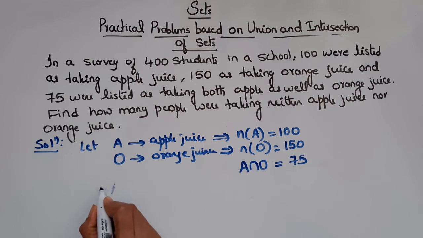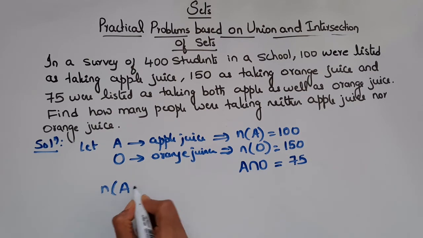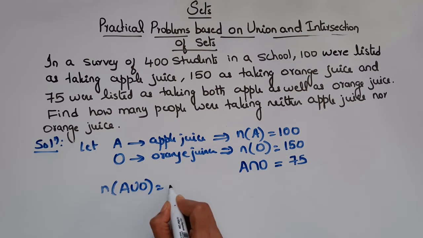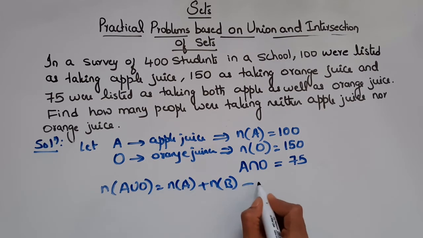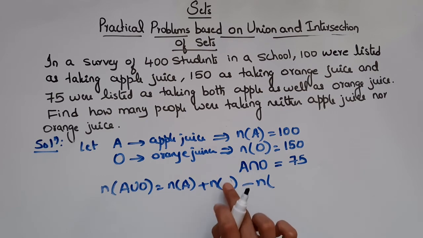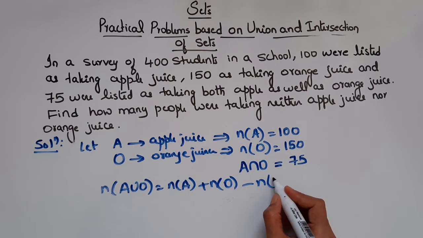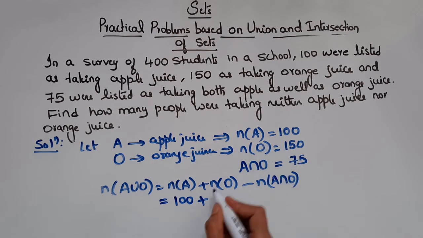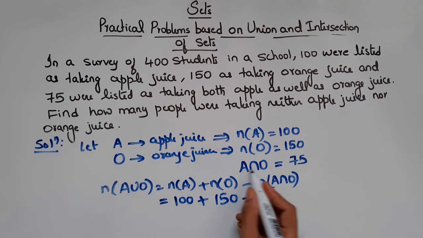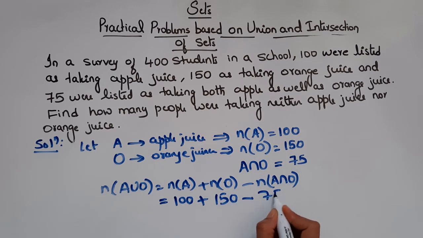So let's, using the formula, we can find N of A union O is equal to N of A plus N of B minus N of, sorry, here B is O, right? So N of A intersection O. So this is equal to N of A is 100 plus N of O is 150 minus N of A intersection O is 75. So this will give you 100 plus 150 is 250. 250 minus 75 will give you 175.